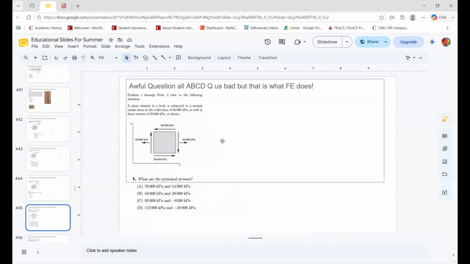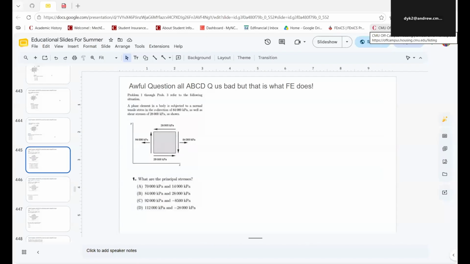Anyway, a plane element of the body is subjected to a normal tensile stress in the x direction of 84000, as well as a stress of 28000. What is the principle? Here we have a principle, same question basically. We need A, comma, single B.